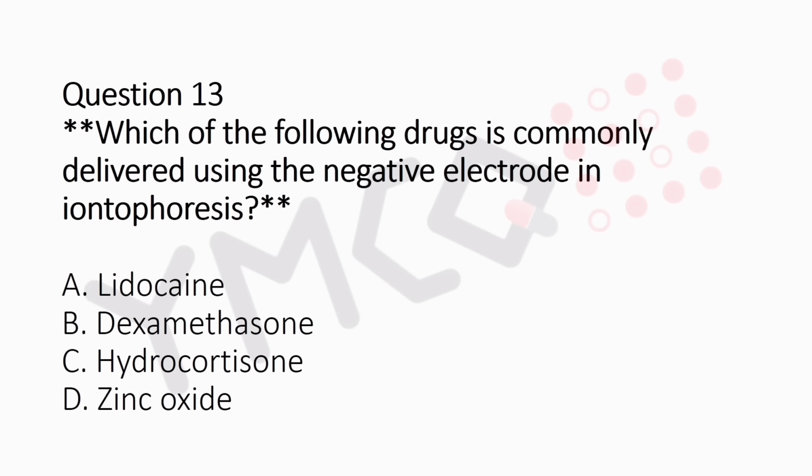Which of the following drugs is commonly delivered using the negative electrode in iontophoresis? Option A, lidocaine. Option B, dexamethasone. Option C, hydrocortisone. Option D, zinc oxide. And the answer is option B, dexamethasone. Now let's move to question number 14.